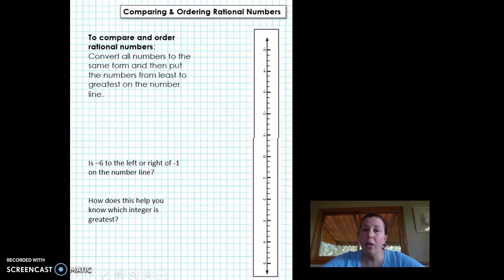Today we are doing comparing and ordering rational numbers. To compare and order rational numbers, first convert all numbers to the same form, and then put the numbers from least to greatest on the number line.